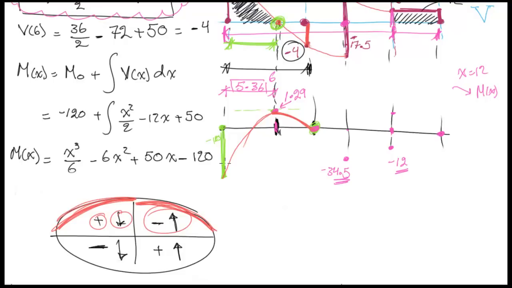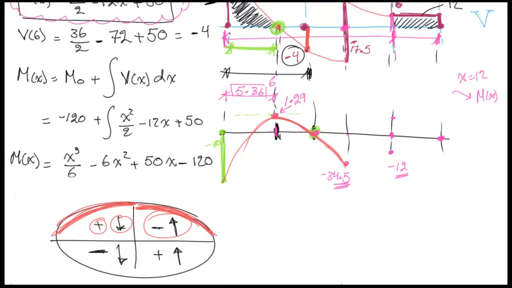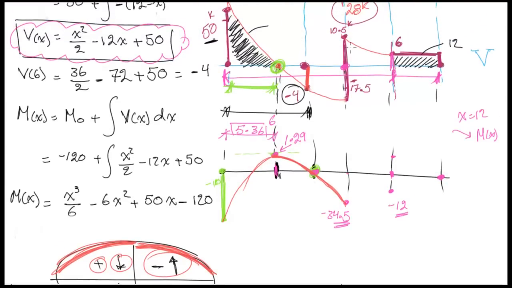Okay, now let's keep going. What about from here to here? It's negative and increasing, so again it's this way, concave like that. Now this part from here to here, it's positive and decreasing. So it's this one again. It will look something like this.